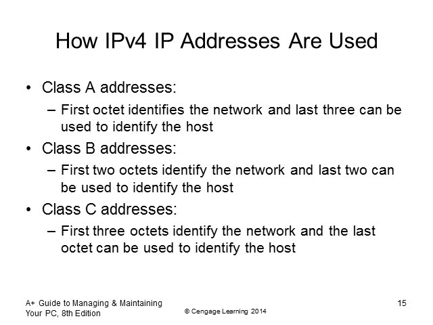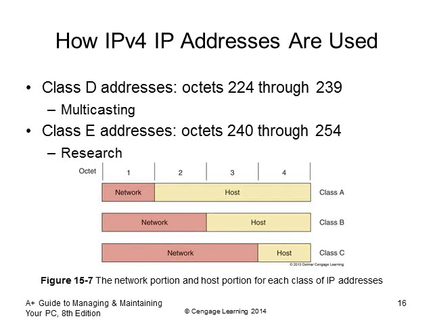For a class A address, the first octet identifies the network, and the last 3 can be used to identify the host. For a class B address, the first 2 octets identify the network, and the last 2 can be used to identify the host. Whereas for a class C, the first 3 octets identify the network, and the last octet can be used to identify the host. Here they are showing us class D addresses, which include octets 224 through 239, and that is for multicasting. And then research uses class E addresses, and those octets are 240 through 254.